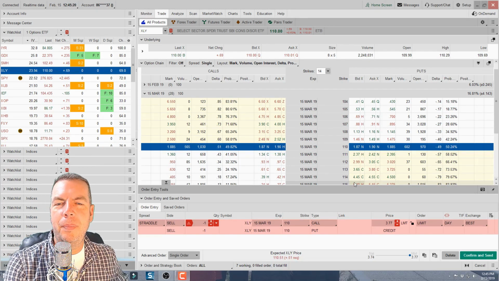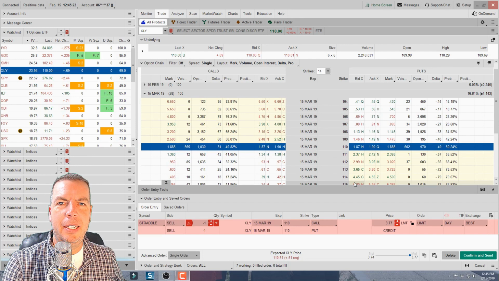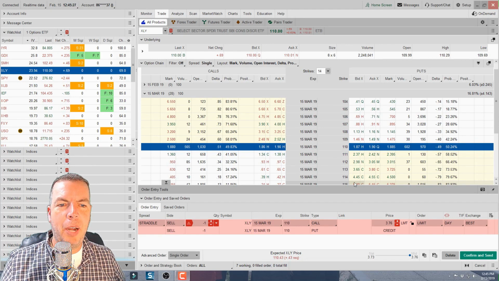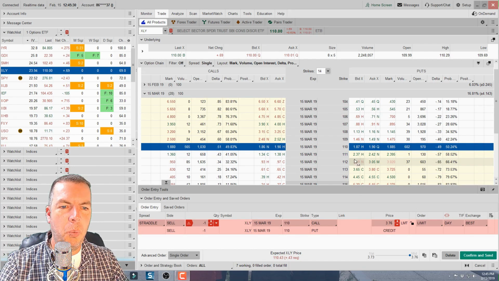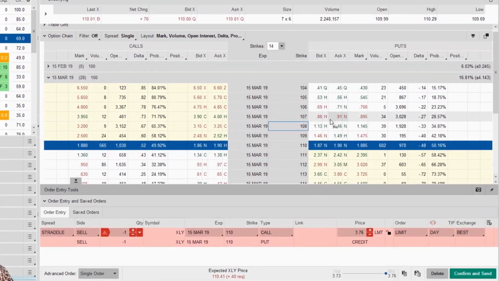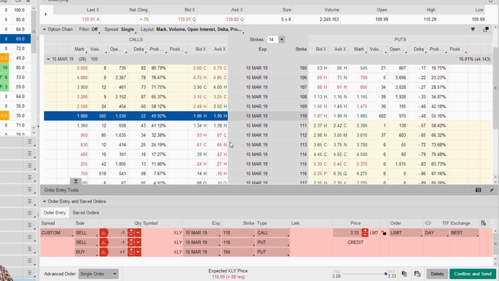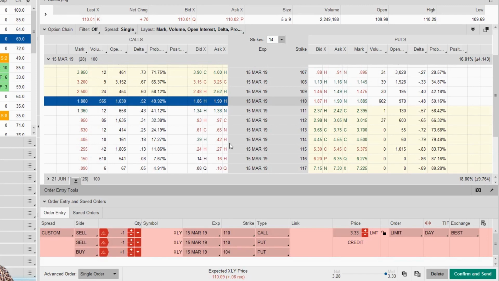But we want to go out and buy some protection, and we're going to buy protection about six strikes out on each side. So if we're looking at the 110 strike, if we came over here on the put side, down to about the 104 level, and hold down the control key again and click the ask, because we're going to be buying at the ask, that added our put side in there at 104. And now we'll come over here to the call side, and we're going to go up about that 116.